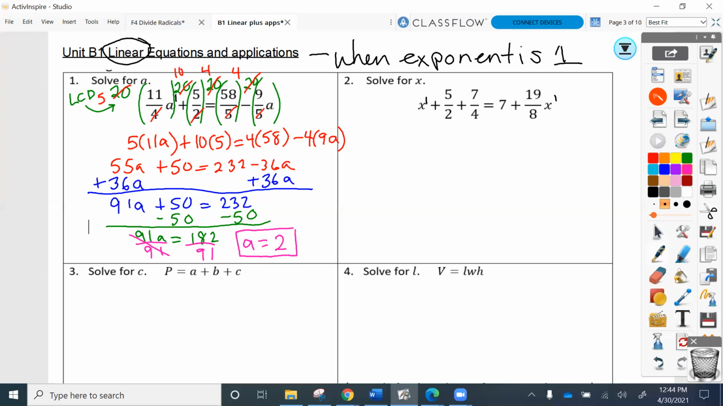All right, let's practice with another one. Think about the LCD. When you look at what the LCD is, you want to consider all the denominators. So what's the LCD, or what number do 2, 4, and 8 all go into evenly? And that would be 8. So we're going to multiply everything by 8.